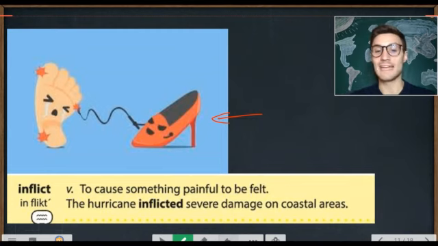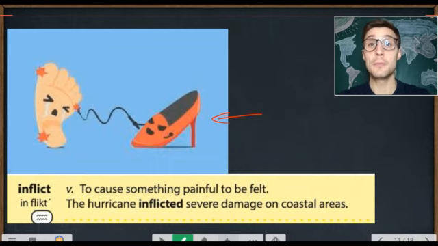The hurricane inflicted severe damage on coastal areas. Inflicted. What is something that inflicts you pain on a daily basis?